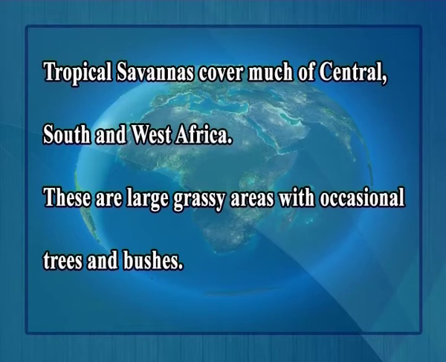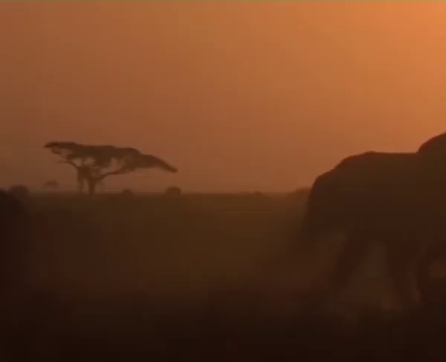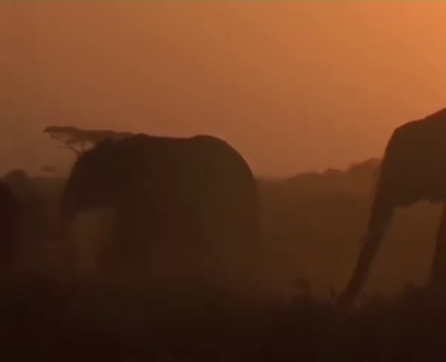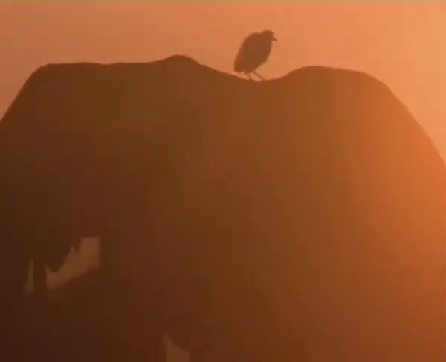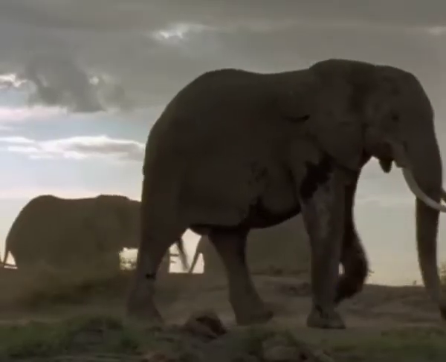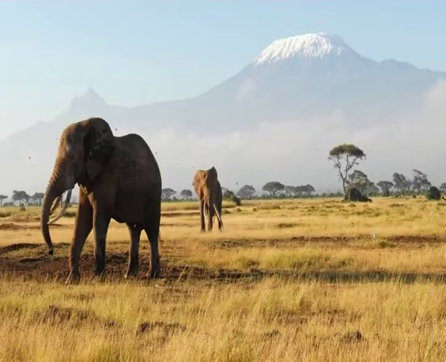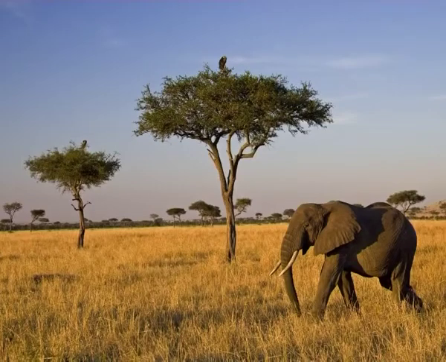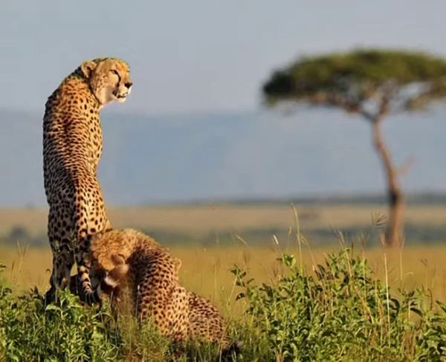Tropical savannas cover much of Central, South and West Africa. These are large grassy areas with occasional trees and bushes. Because these areas are large and have ample grass, they are good homes for large animals such as giraffes, zebras and elephants. Many of the images of Africa that you might see on television or in the movies are of these savannas.